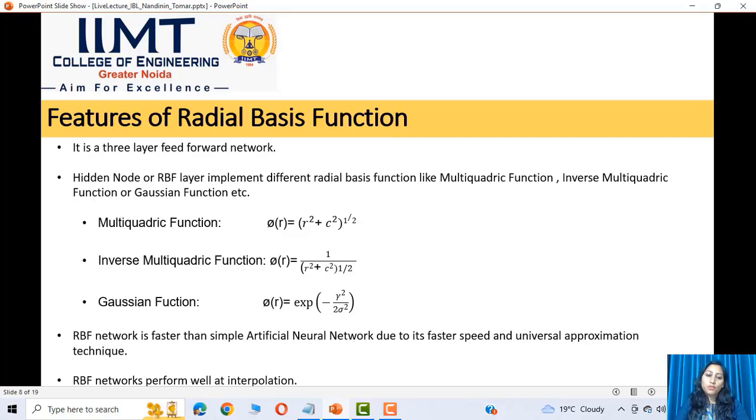by 2 sigma square. RBF network is faster than a simple artificial neural network due to its faster speed and universal approximation technique. RBF network performs well when it is required to fit the given data points to calculate the radial basis function, and this process is called interpolation.